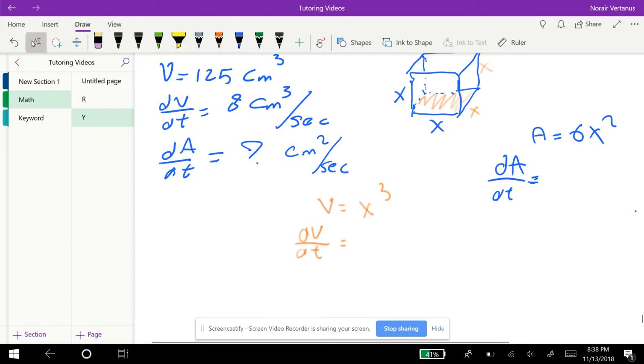is equal to, so let's go back to the problem: the volume of a cube is 125 centimeters cubed, and it's changing at the rate of 8 centimeters cubed per second. The volume is changing, right? It means x is changing. I'm reading this to see that x is not constant. How fast is the surface area changing? Basically, the dimensions are getting bigger, so this is not constant. To take the derivative, that's going to be 3x squared dx/dt.